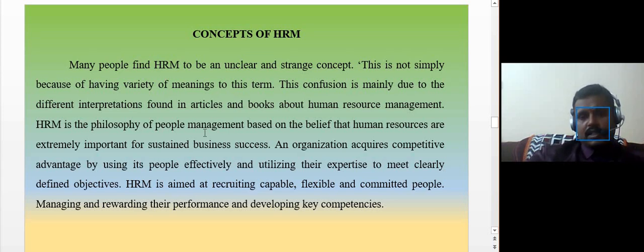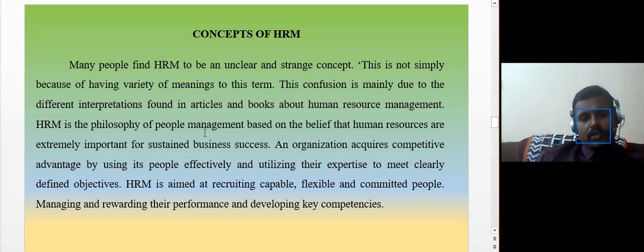Just see why this concept is derived. Many people find human resource management to be an unclear and strange concept, but there is no confusion at all. This is the practice that comes with the effective utilization of human resources in an organization.